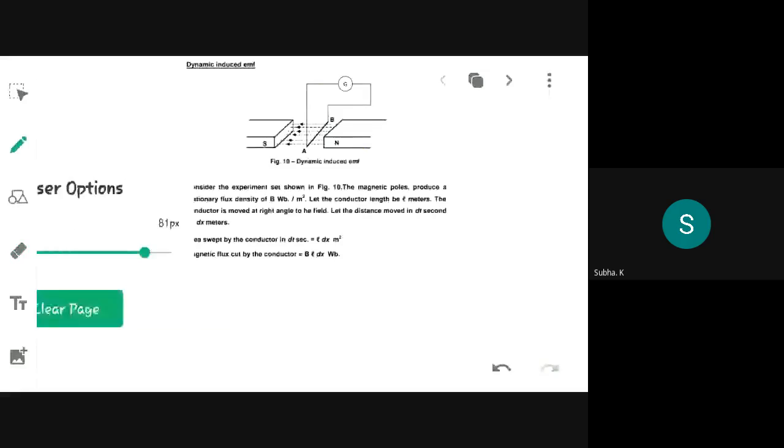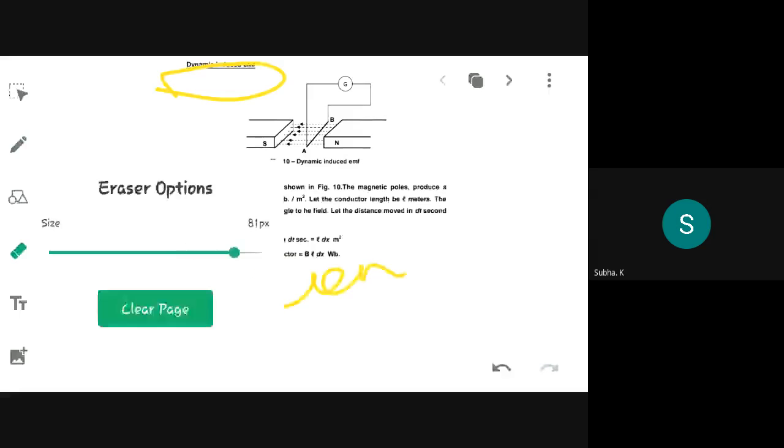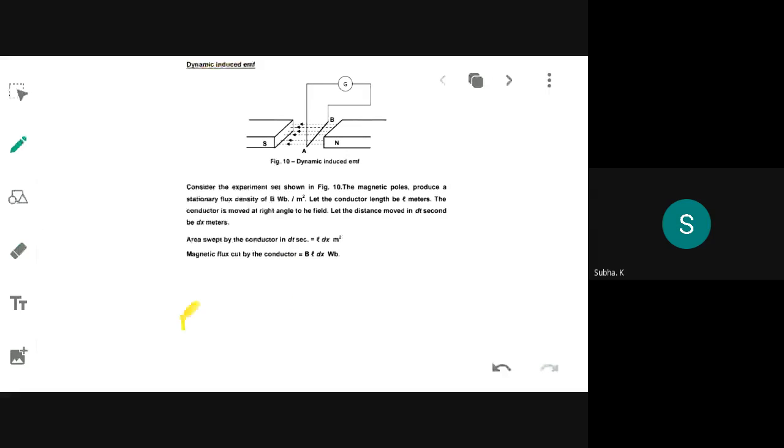So this is how a generator works, and it produces what type of EMF? Dynamically or statically? Dynamically induced EMF. What is the final equation that you are having? BLV sin theta, where L is the length, V is the velocity, B is the flux density, and theta is the angle that is made by the rotation of the coil in the field.